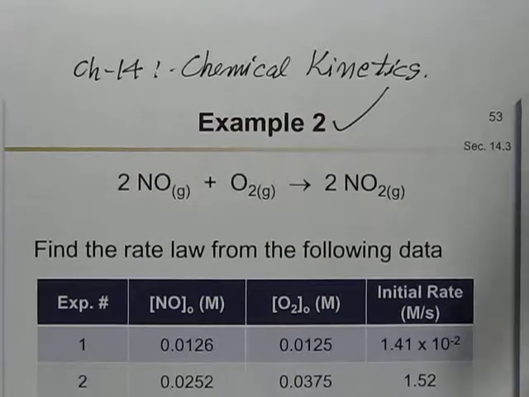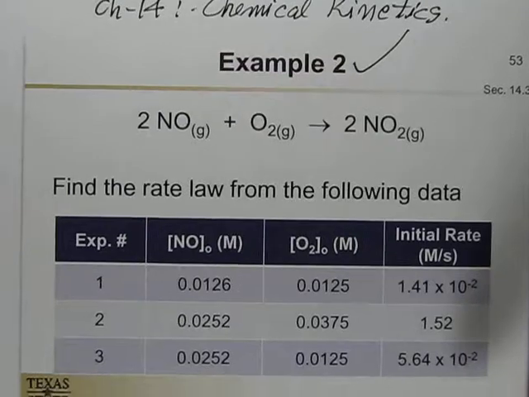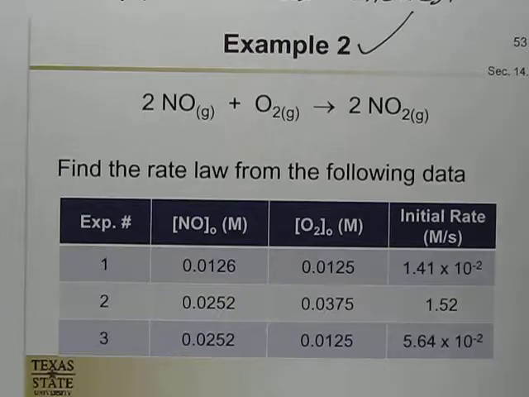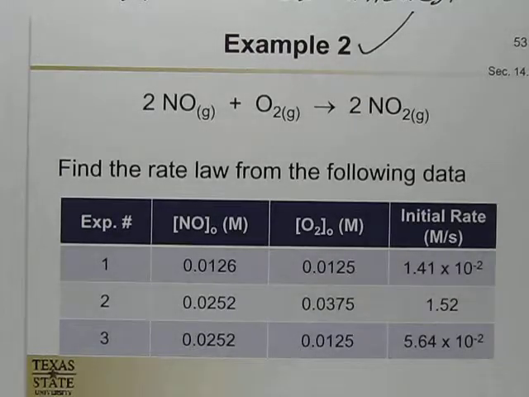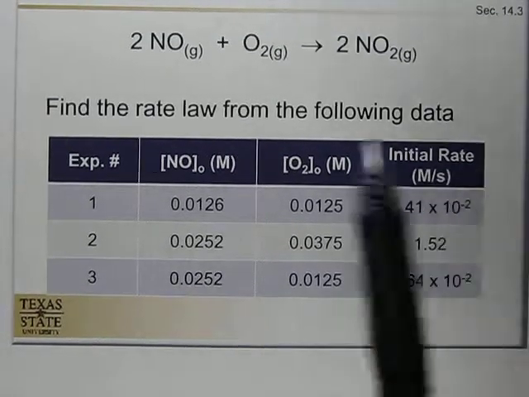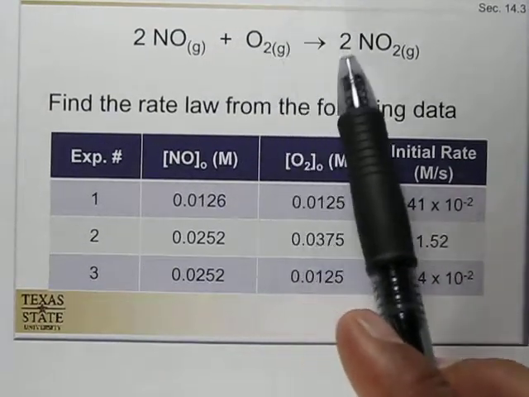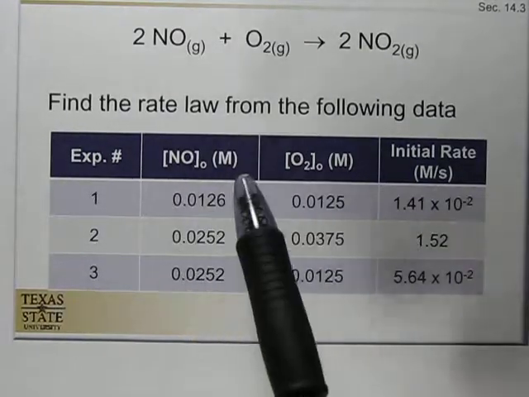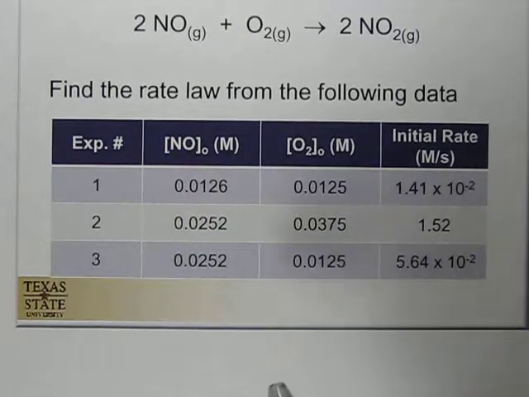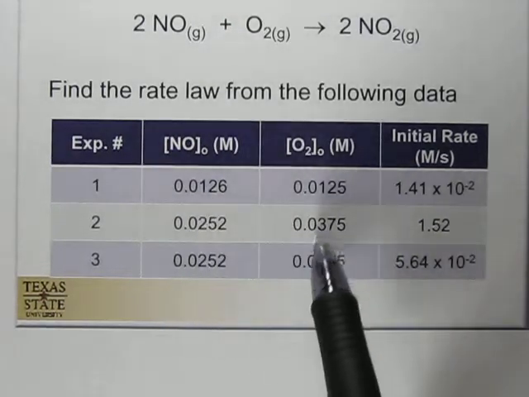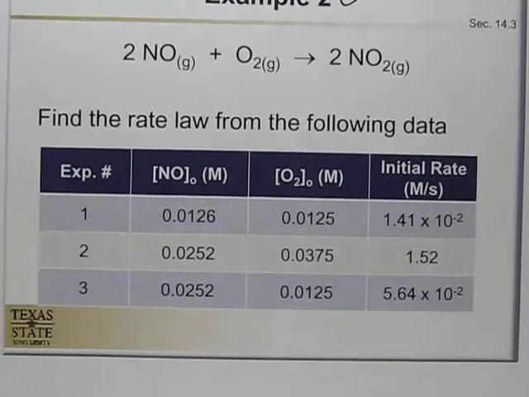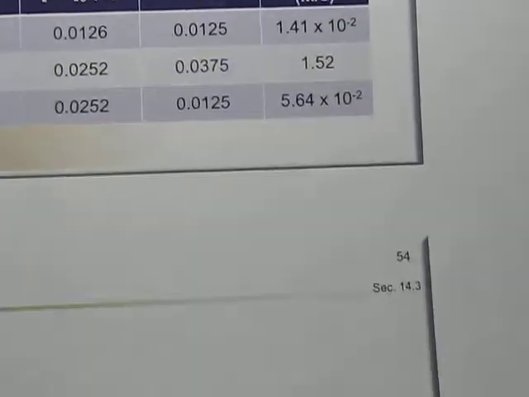So in this video we will study one more example on the rate law, how to calculate the rate law from the experimental data. So this question is, find the rate law from the following data, where NO is reacting with oxygen and NO2 gas is forming, and these are the three experiment conditions, and these are the initial reactant concentrations, and then the rate is given.